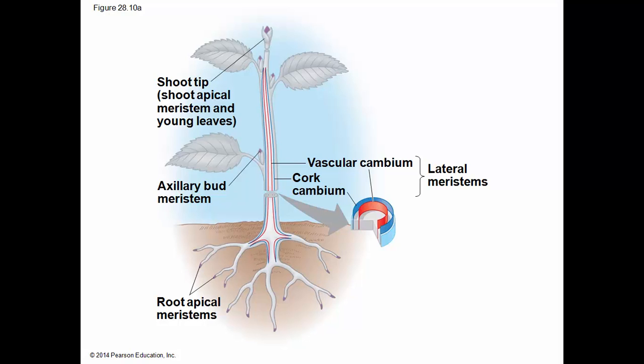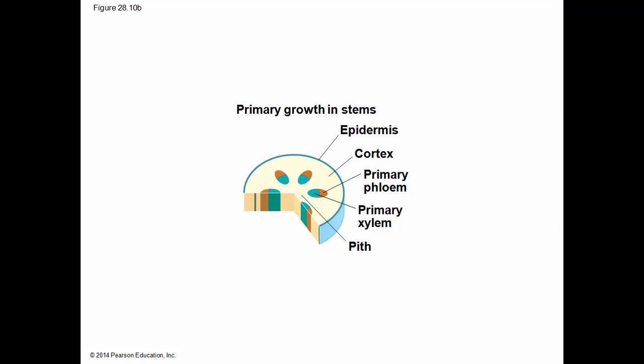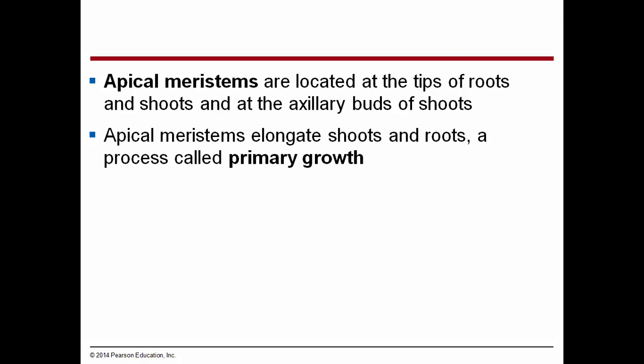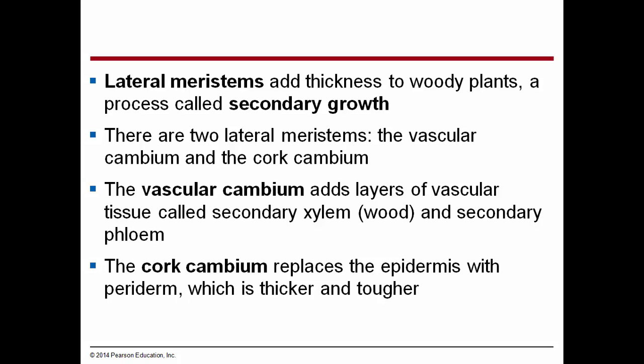Okay, here's our little tree. Apical meristems are located at the tips of the roots and shoots and the axillary buds of shoots. Apical meristems elongate shoots and roots in a process called primary growth. Lateral meristems add thickness to woody plants in a process called secondary growth.